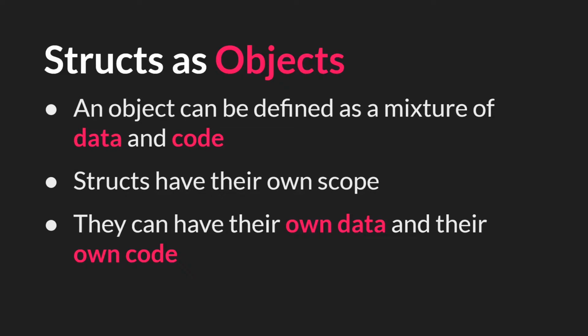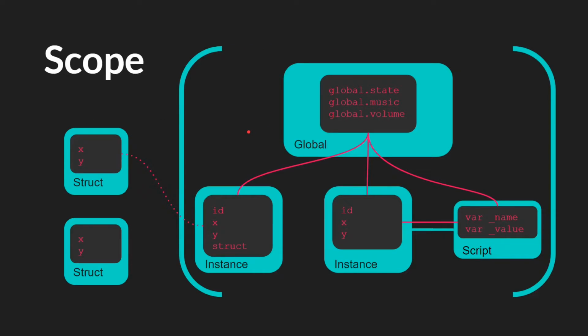The same is also true for structs. Structs have their own data, their own scope. Variables inside of a struct are different from variables of any other instance or any other struct, but they can also have their own code. And that's what we're going to focus on in this tutorial. So let's talk a little bit more about struct scope.